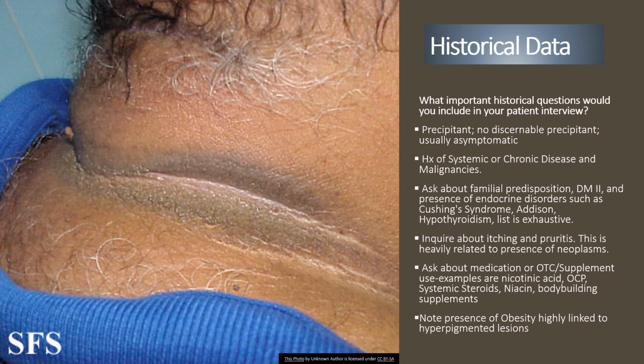It is important to ask about medication or OTC/supplement use. Examples of medication that may cause hyperpigmentation of this presentation are nicotinic acid, OCP, systemic steroids, niacin, and bodybuilding supplements. Also, it is very important to note the presence of obesity, as obesity has been linked to hyperpigmented lesions.